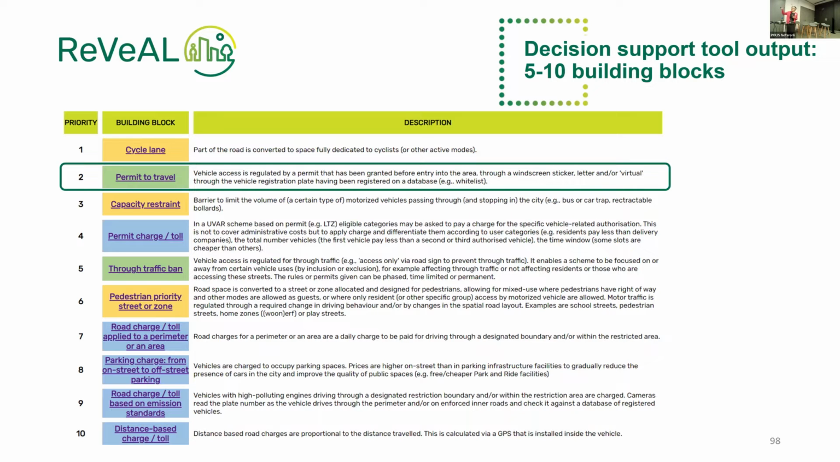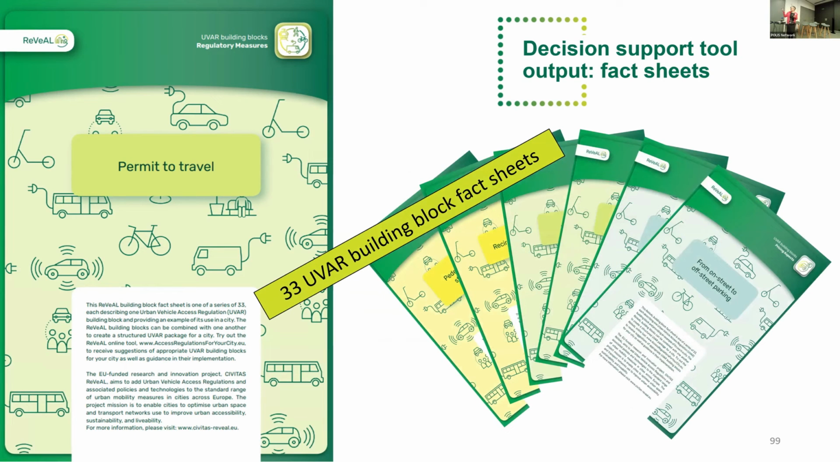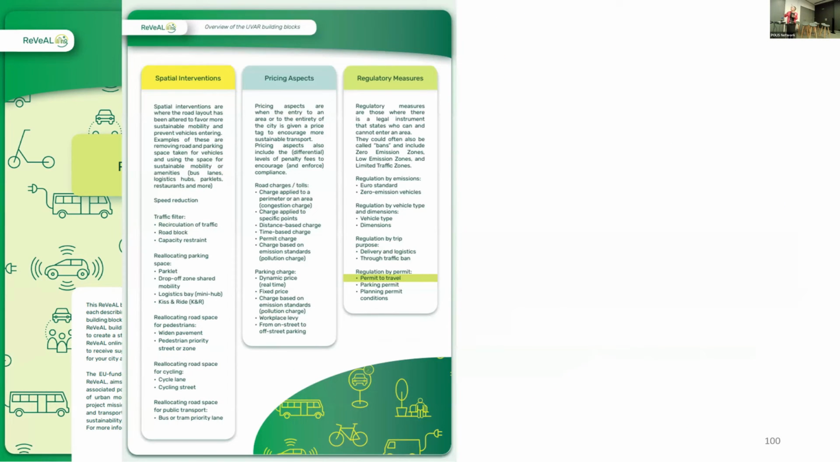And so for each of these building blocks, in fact, for all 33 building blocks that we have, we've got a fact sheet. So this is the overview fact sheet, 33 of them. What is covered here? This is just a description, basic information about each one of these. This is the ReVeAL project. Then the next page, we've got a little bit of context. And again, you can see the colors and so we have the spatial interventions, just describing them all.